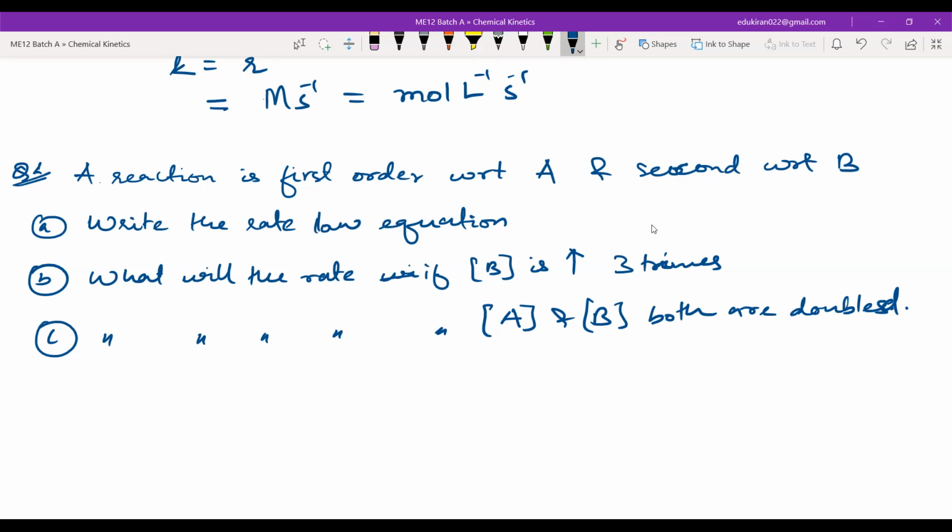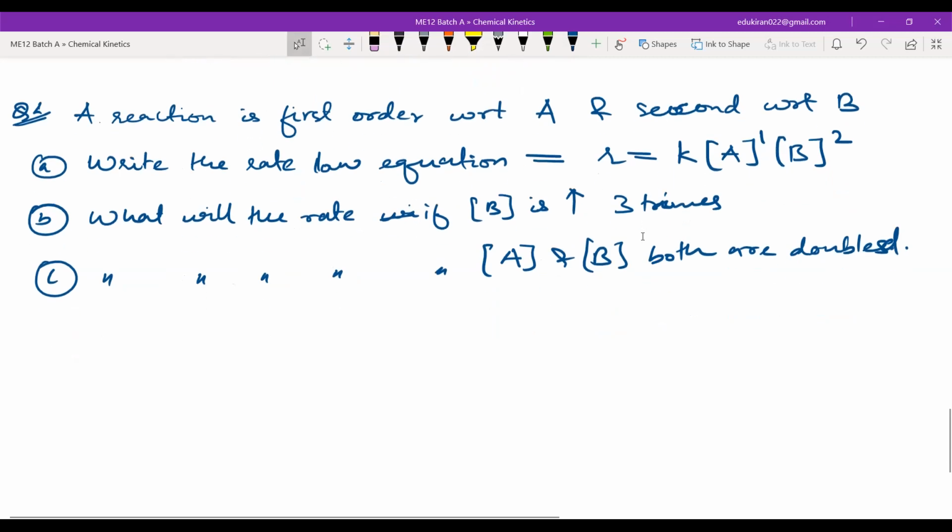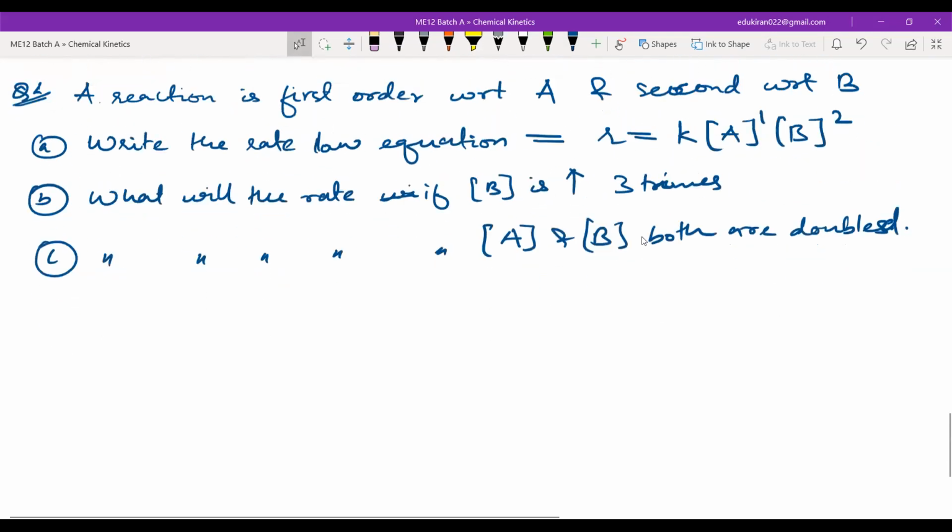Okay, both are doubled. So for A, I will give you the answer. For A, R is equal to K into the concentration of A with first order, so A to the power 1, concentration of B, B to the power 2. Okay. Now what you have to do in B question. How will you do B questions? I think you have done these type of questions earlier in the classes. Okay. So solution for B.